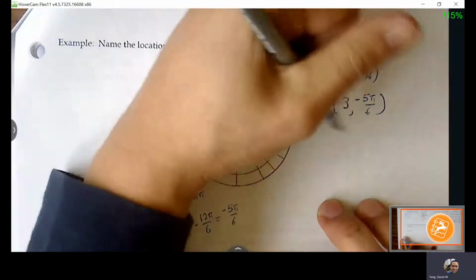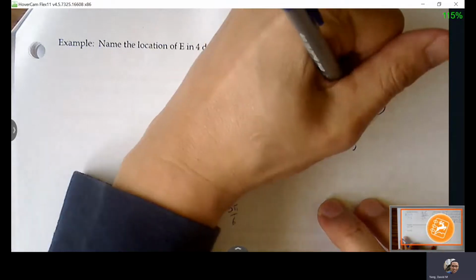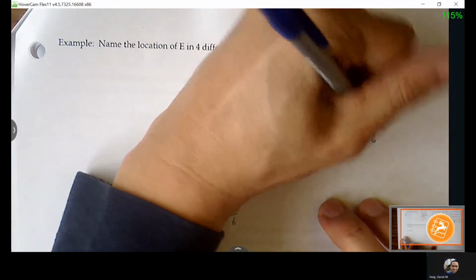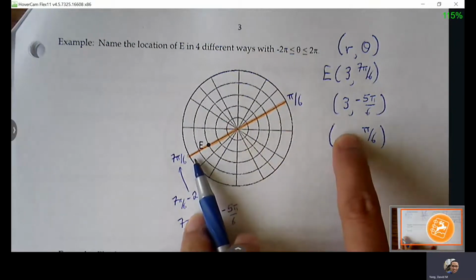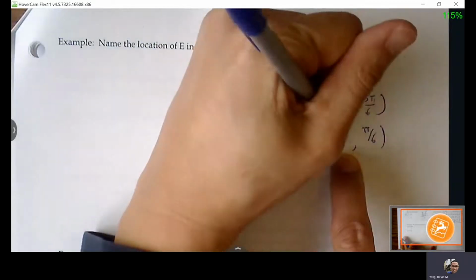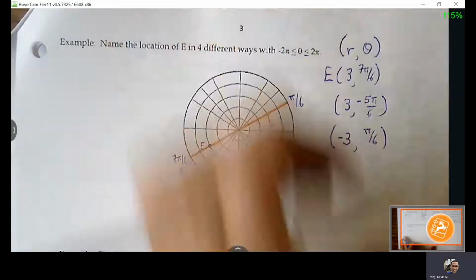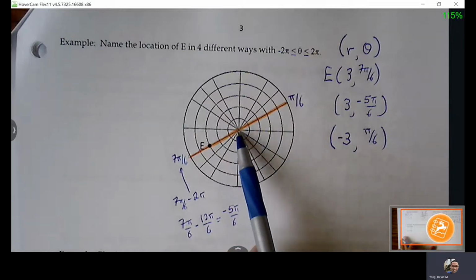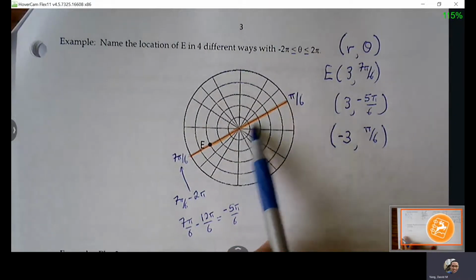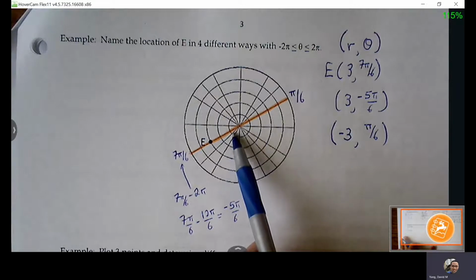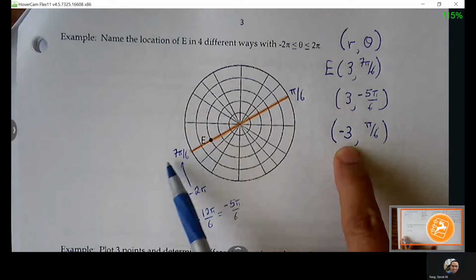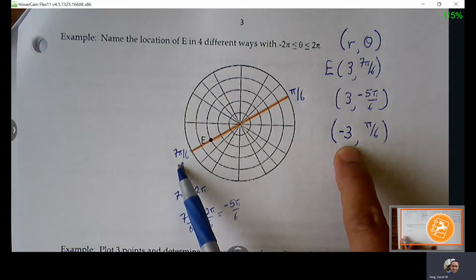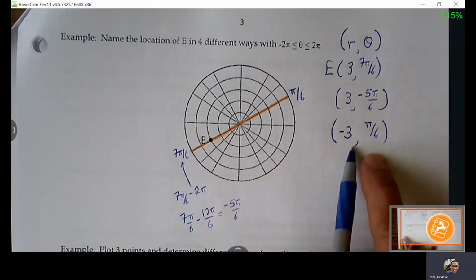So another way that we can represent the same point is we can say, well, what if we start at pi over 6? But instead of walking towards pi over 6, we're going to walk away from pi over 6. And that's what a negative radius means. A negative radius means that you're walking 3 units away in the other direction of that angle. So 1, 2, 3, it would arrive at the same location as point E that we had from before. Okay, does that make sense?